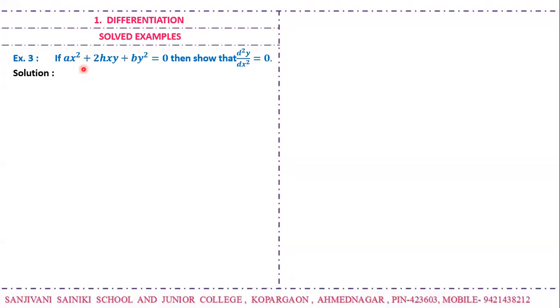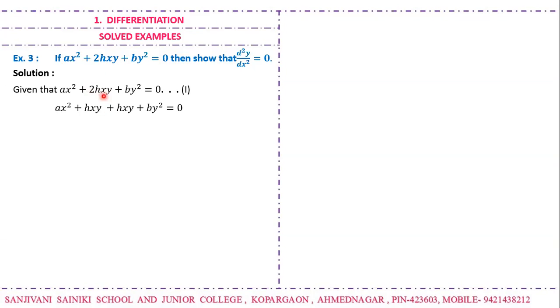Now ax square plus 2hxy plus by square is equal to 0. Then you have to show that d2y by dx square is equal to 0. What is this? Already we have learned such type of expressions. It is the second degree homogeneous equation in x and y, and it represents a pair of straight lines. Okay, so take the equation. Now firstly we will simplify it.